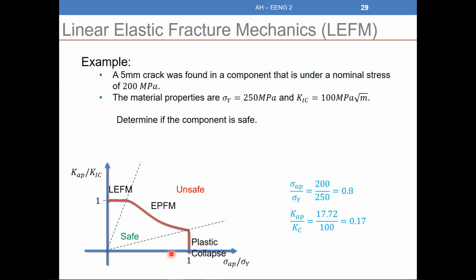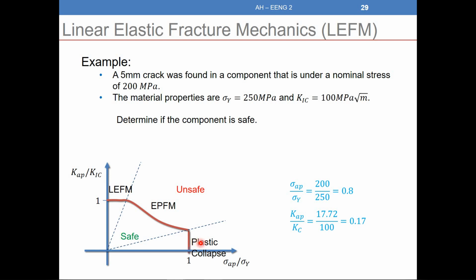So I come to this diagram here. I will find 0.8 and 0.17. So the point will be here, let's say. This point, as we can see, is inside the safe zone. If the point was here, or here, or here, the design would be unsafe. Because the point here is in the safe zone, the design is safe.